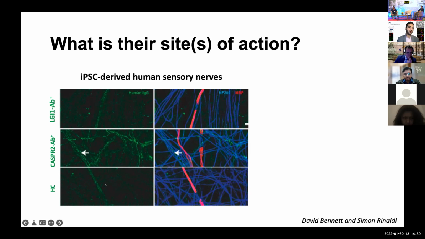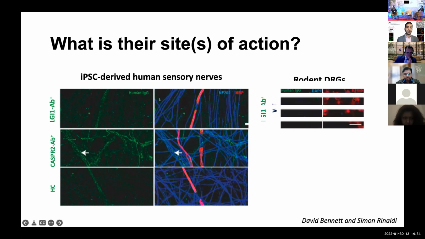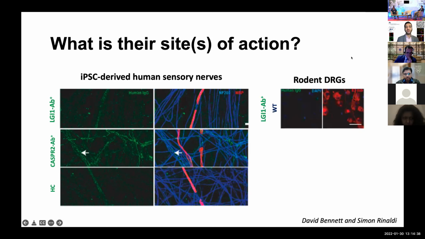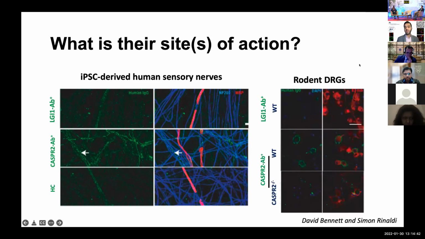LGI1, however, behave like healthy controls. We can't work out where these bind. We thought we'd ask the same question in rodent dorsal root ganglia, because that could be a source of the pain here. That could be a localization for the pain. But we found the same. We found that the LGI1 antibodies did not bind, but the CASPR2 antibodies do bind and bind very specifically. So they don't bind anymore if the rodent is a CASPR2 knockout animal.